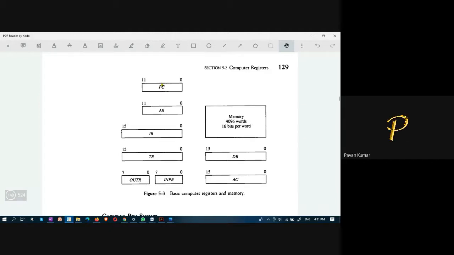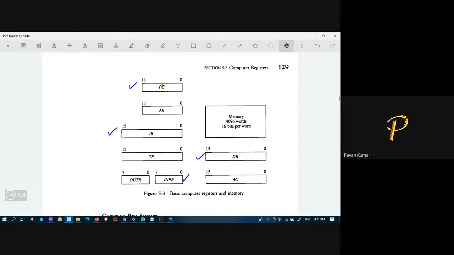IR is 16, so 16 means 0 to 15. DR, 16, 0 to 15. INPR is 8 bits, 0 to 7. PC is 12, size 12, range 0 to 11. OUTR, 0 to 7.